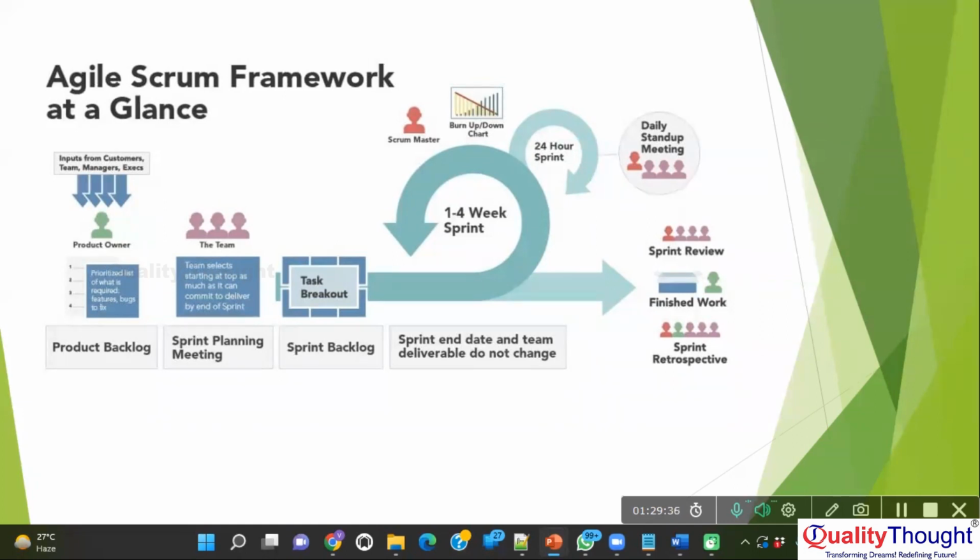There are some meetings which are conducted in Agile Scrum. These meetings are called ceremonies. There is the daily stand-up meeting, sprint review meeting, sprint retrospective meeting, and sprint planning meeting. That's it, there are 4 meetings generally. One is the sprint planning meeting, which generally happens on the first day of the sprint. The daily stand-up meeting happens every day. Then you have the sprint review, and also the sprint retrospective.